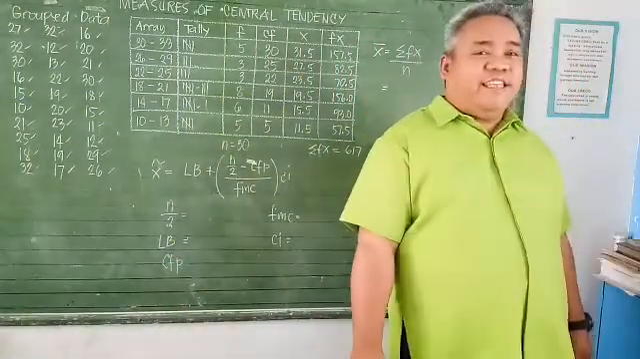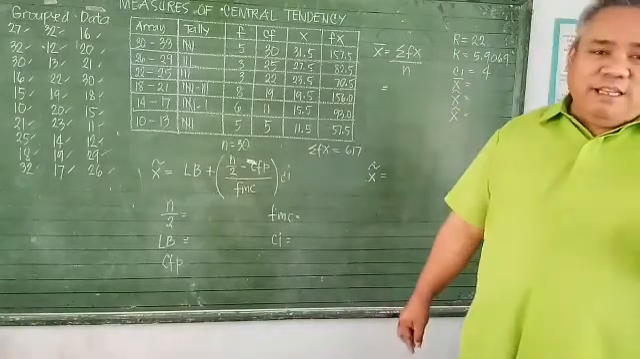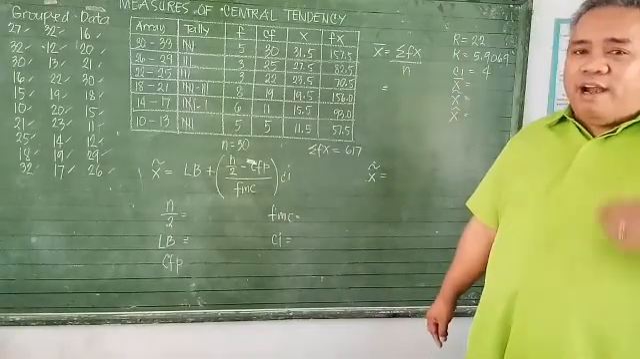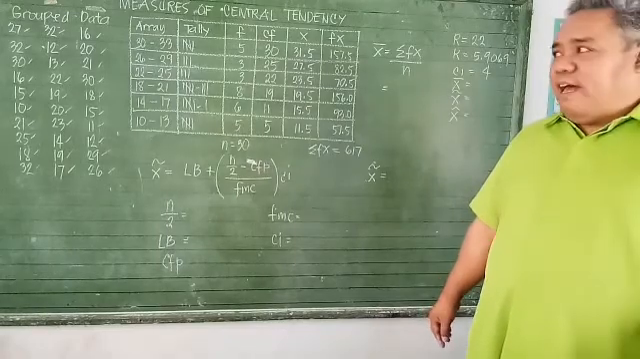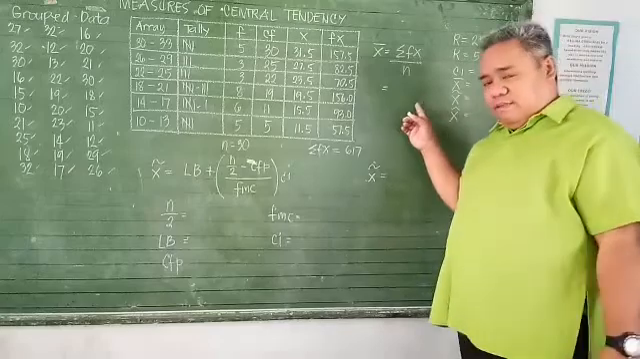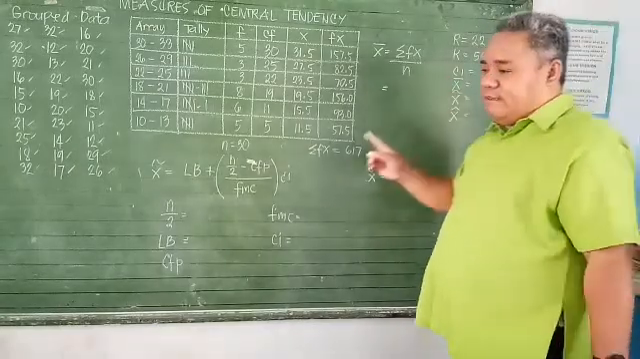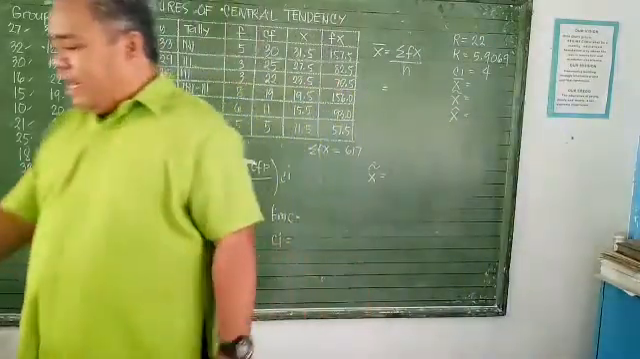So after constructing our distribution table, this time we are ready to find what we call the mean, median, and mode of our group data in statistics. Okay. So the formula in finding the mean for the group data is the summation of fx over n. Summation of fx over n.